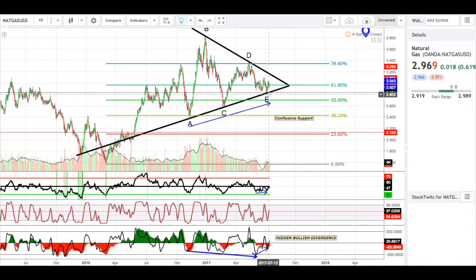And I think that if this is a legitimate symmetrical triangle, this might have been our E, and we should expect higher prices from here. We should expect higher prices because we are in an uptrend at this point. We're no longer in a downtrend. If we were in a downtrend and we came into this pattern, you could say that this is bearish, but since 2016 when we bottomed, about a year and a half ago, we've been moving upwards.